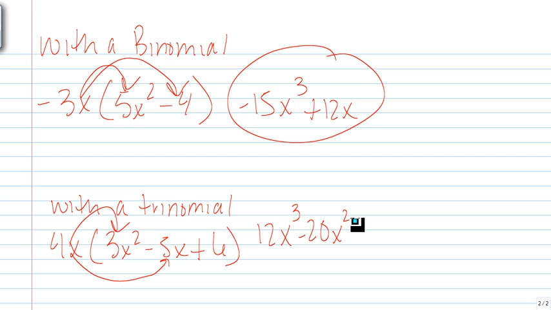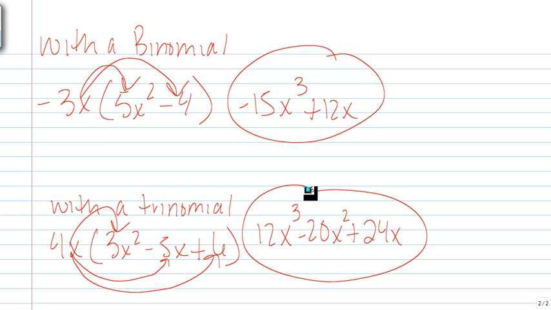And lastly, you want to do it to the last term. Take that 4x and multiply it times that positive 6. 4 times 6 is 24. So lastly, I would have 24x. So my final answer would be 12x to the third minus 20x squared plus 24x.